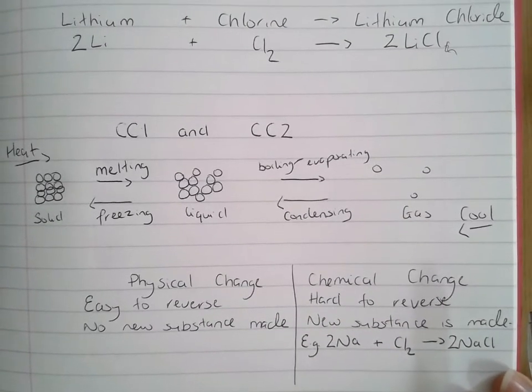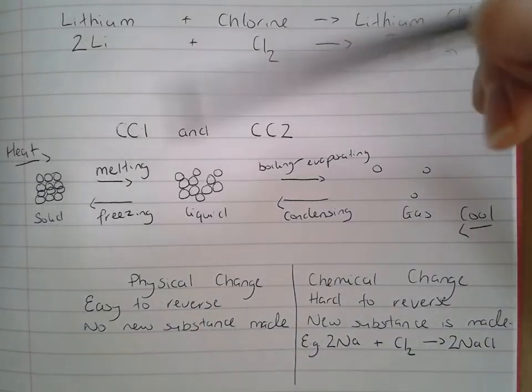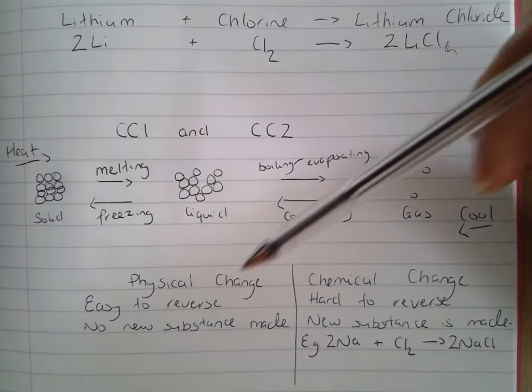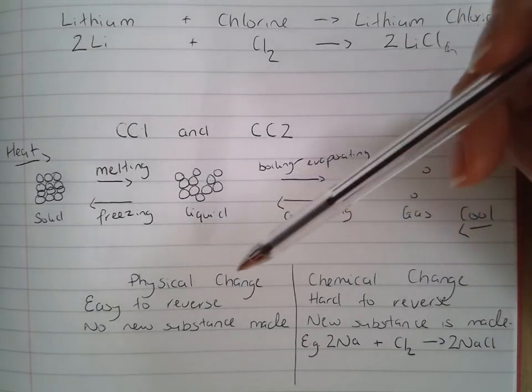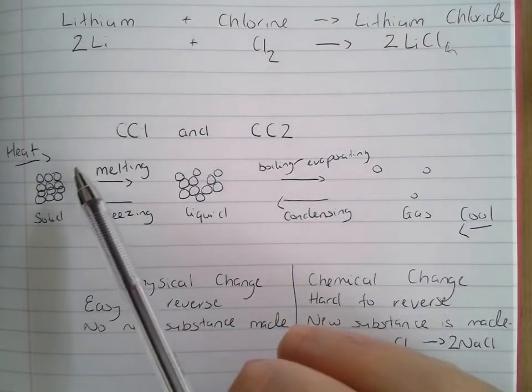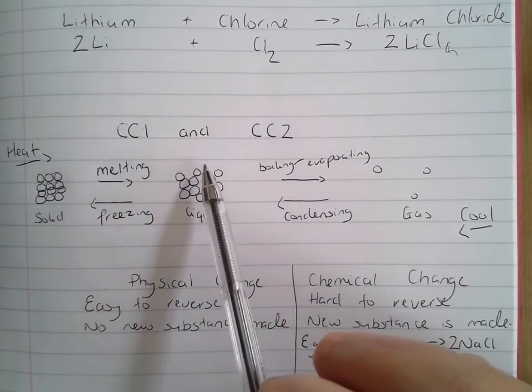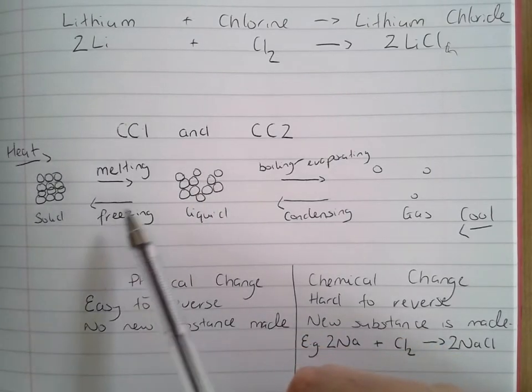The opposite of a chemical change is a physical change. Okay, chemical changes are hard to reverse, but physical changes are easy to reverse. In a chemical change, a new substance is made. In a physical change, no new substance is made. And when we look at state changes, we will see that they are examples of physical changes. Okay, they are easy to reverse. If I go from a solid to a liquid by melting it, I can easily go from the liquid back to the solid by freezing.